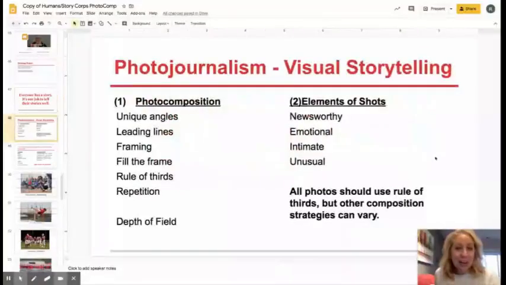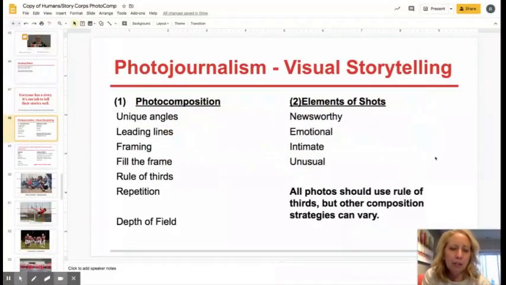So let's just jump right into learning about photography. I've numbered 4 categories for you, and if you like taking notes and having things written down, this would be something you would jot down. Otherwise, you would have access to the slides. There are 4 categories that you are going to be responsible for knowing when you take pictures and labeling them this week.